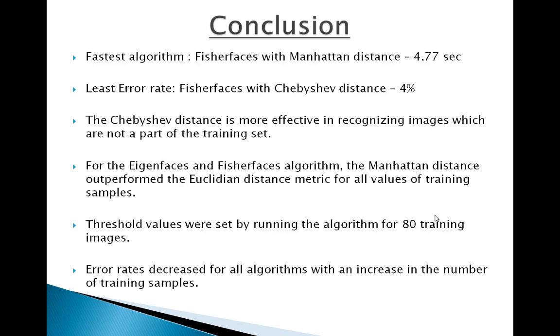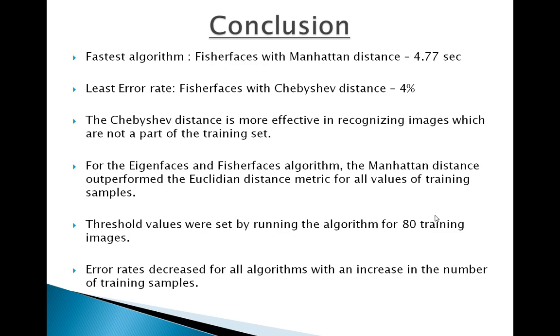Finally, moving on to the conclusion, the least runtime observed was 4.77 seconds for the Fisherfaces algorithm using the Manhattan distance. The least error rate that was achieved was 4% for the Fisherfaces algorithm with the Chebyshev distance metric. Besides this, another result that was observed was that the Chebyshev distance metric was the best distance metric when it came to recognizing images that were not a part of the training database. The other distance metrics were unable to classify images not belonging to the dataset as effectively as the Chebyshev distance.